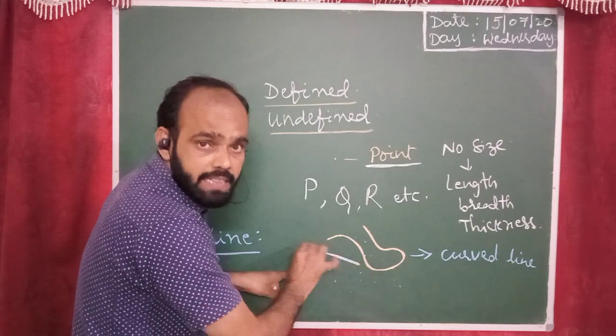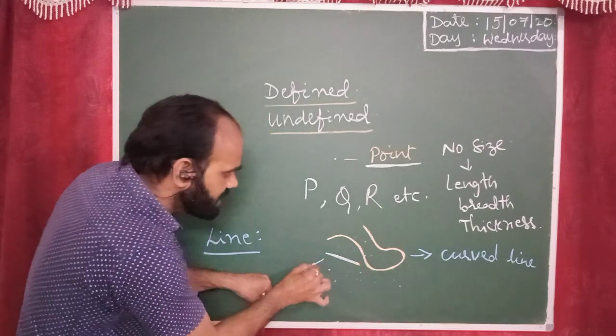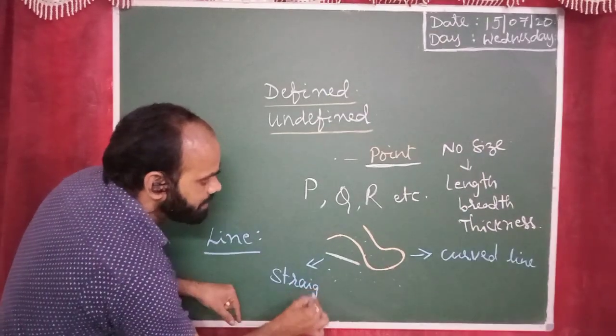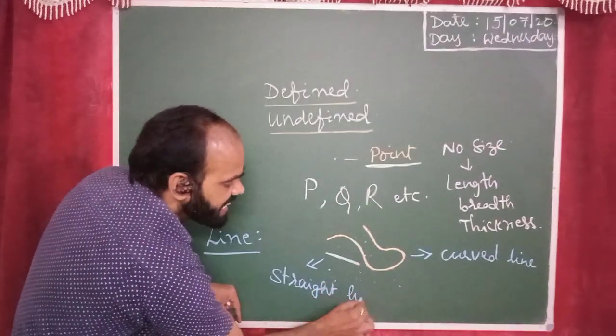Shortest possible path joining the points. What do we call this one? This is called a straight line.